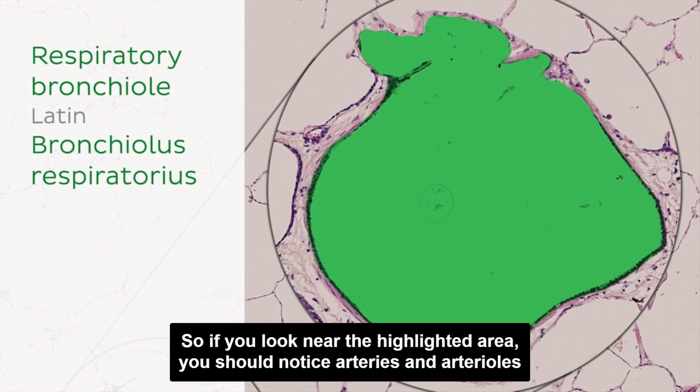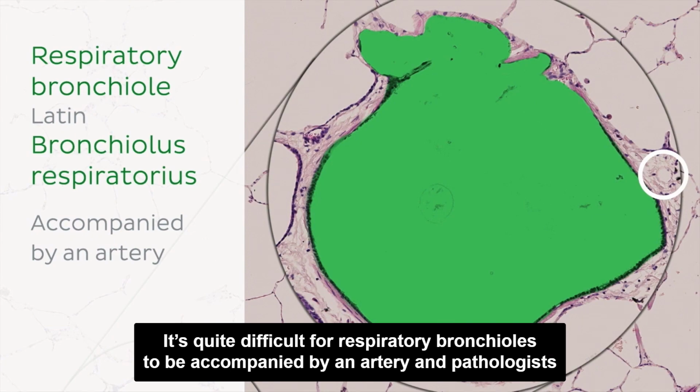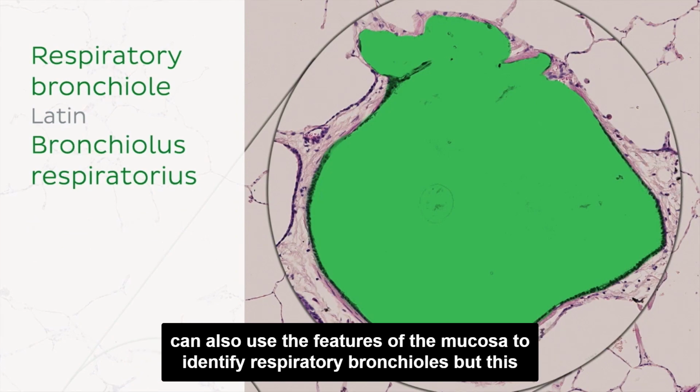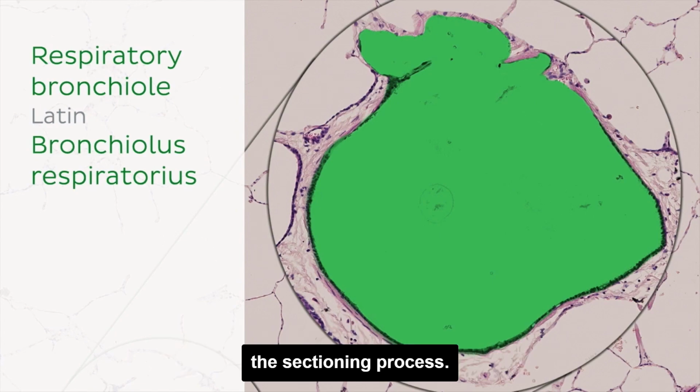So if you look near the highlighted area, you should notice arteries and arterioles suspended by the respiratory bronchiole by its adventitia. It's quite typical for respiratory bronchioles to be accompanied by an artery. And pathologists can also use the features of the mucosa to identify respiratory bronchioles, but this is a little bit less typical as the mucosa is sometimes damaged during the fixation or the sectioning process.